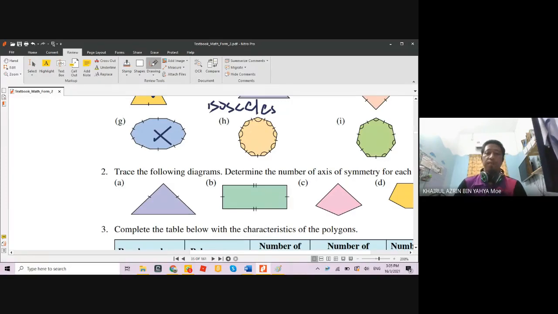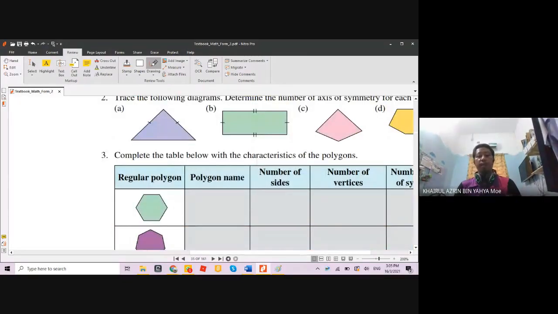Okay, H, this is a regular polygon. I, this is also a regular polygon. Okay, and then we have one more exercise. This one I will use a word.